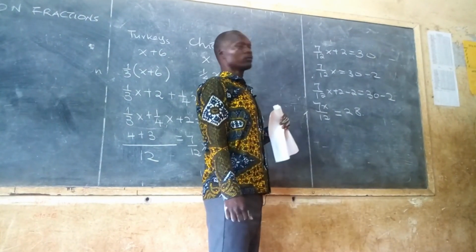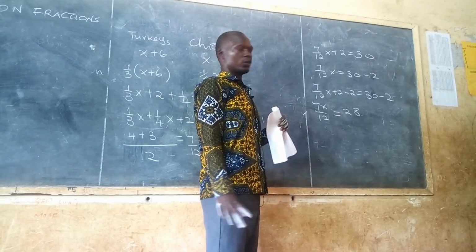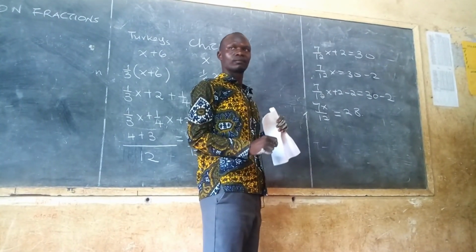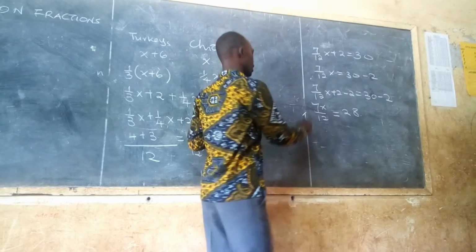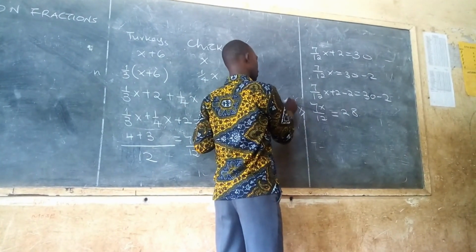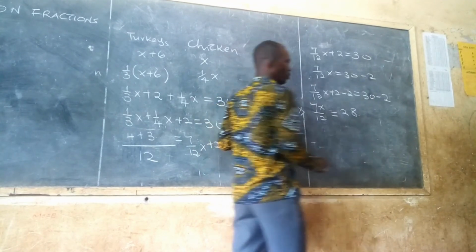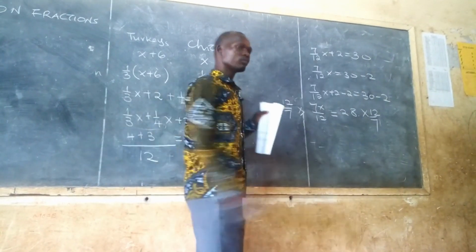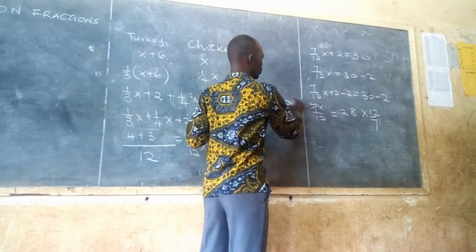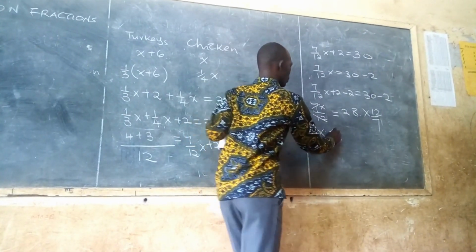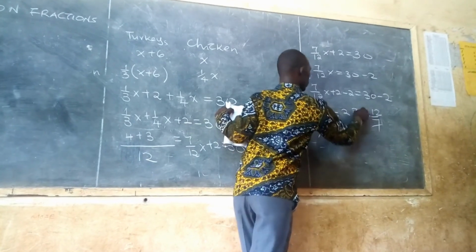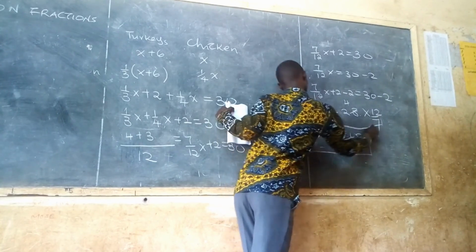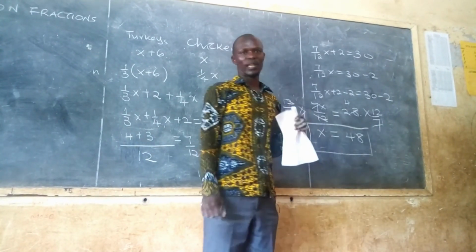As I did mention, the best way for you to get x is to multiply both sides by the reciprocal of the fraction. So if you multiply this side by 12 over 7, you must also multiply this side by 12 over 7. That will cancel out, then you end up with x being equal to 48. And that becomes our final operation.